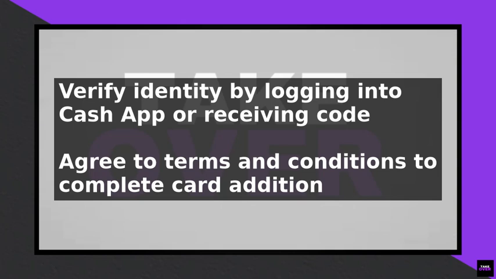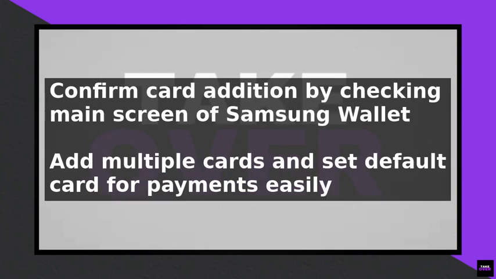To confirm that the card has been added successfully, go back to the main screen of the Samsung Wallet app, and you should see your Cash App card listed. You can now use your Cash App card to make payments using your Samsung device. It is also important to note that you can add multiple cards to Samsung Wallet, and you can also set a default card for payments.